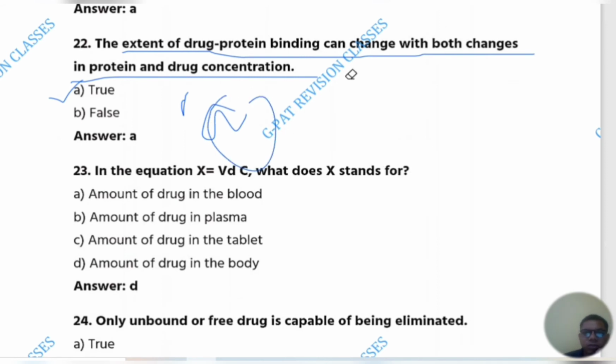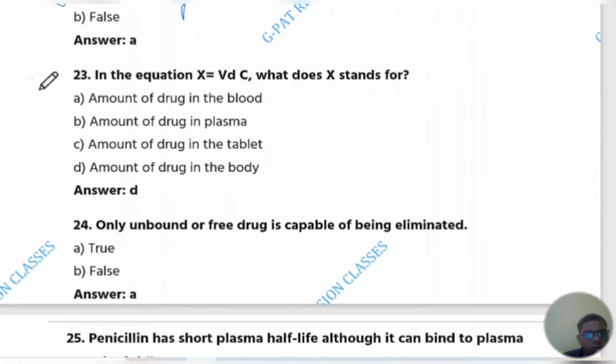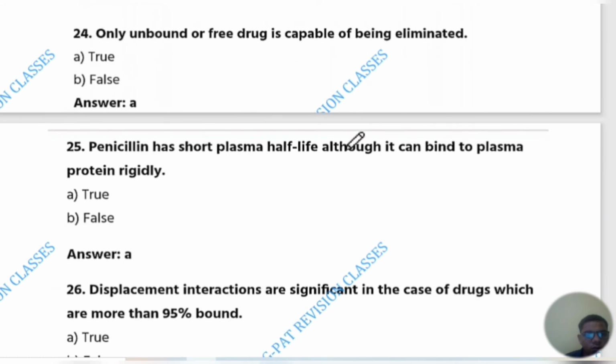Then next is question number 23. In the equation X equals VdC, what does X stand for? The answer is amount of drug in the body. Okay. Next is question number 24. Only unbound or free drug is capable of being eliminated is true. The answer is A.